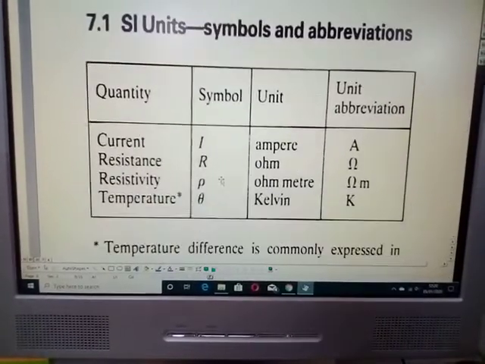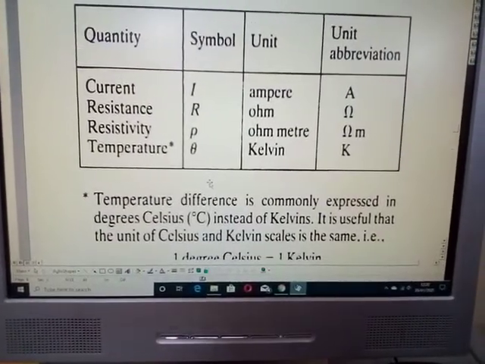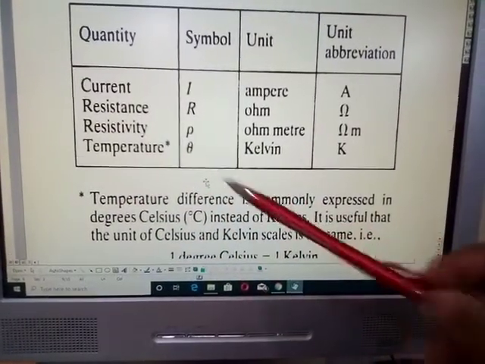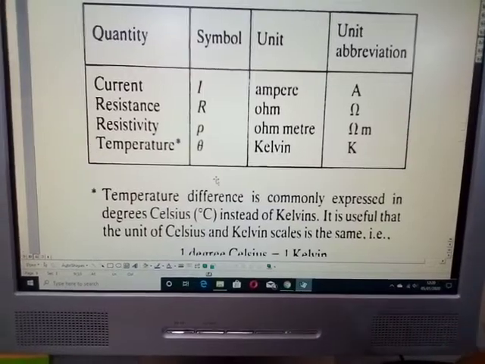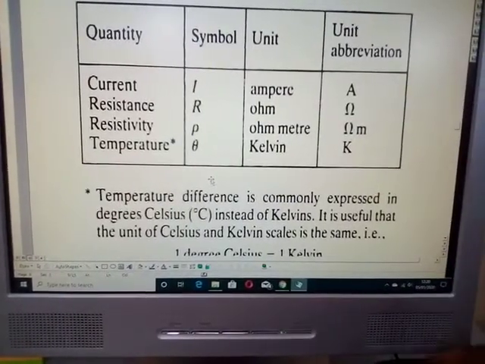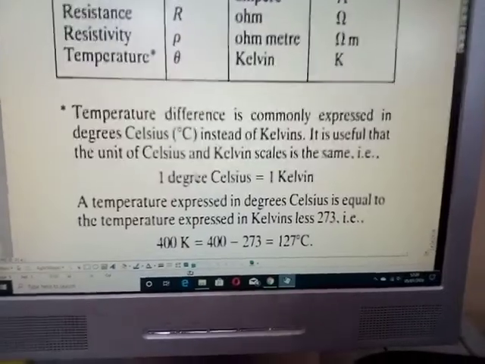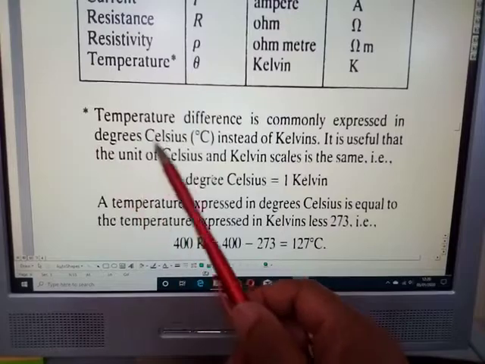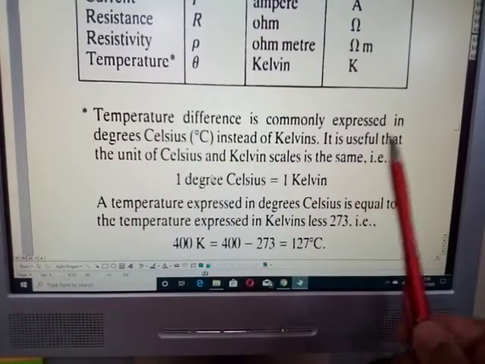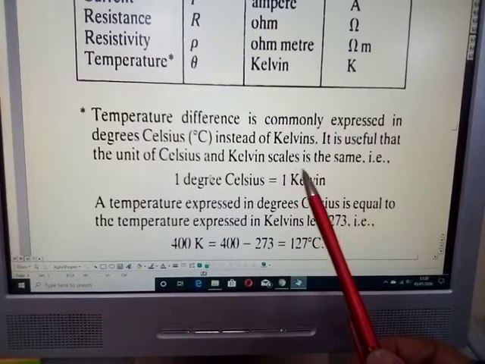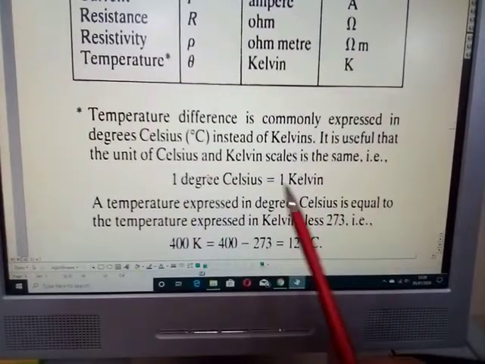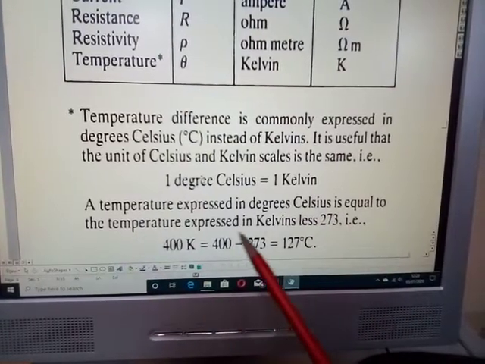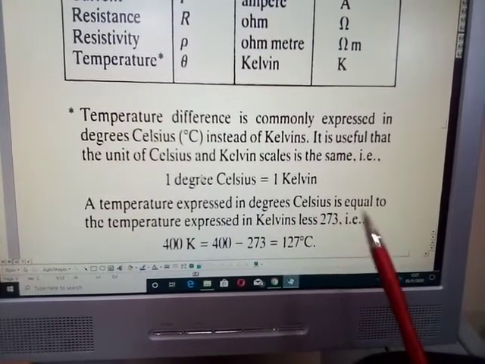And here we have symbol abbreviations, okay? And most of you will be familiar with the current I, resistance R, resistivity rho, temperature, okay? Unit, ampere, ohms, Kelvin, okay? And here, the temperature difference is commonly expressed in degrees Celsius instead of kelvins. It is useful that the unit of Celsius and Kelvin scale is the same. 1 degree Celsius equals 1 degree Kelvin. A temperature expressed in degrees Celsius is equal to the temperature expressed in kelvins, less 273 degrees.